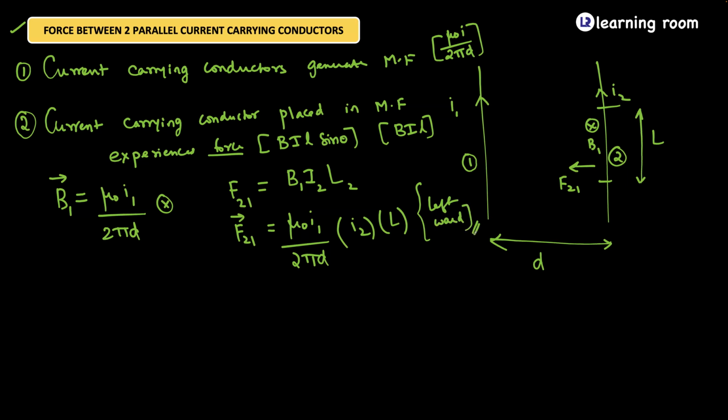Makes sense? Am I clear? So F21 is equal to mu naught I1 I2 by 2 pi D into L. So bring that L to the left hand side. What will you get? You will get F21 vector divided by L is equal to mu naught I1 I2 divided by 2 pi into D, in the leftward direction.